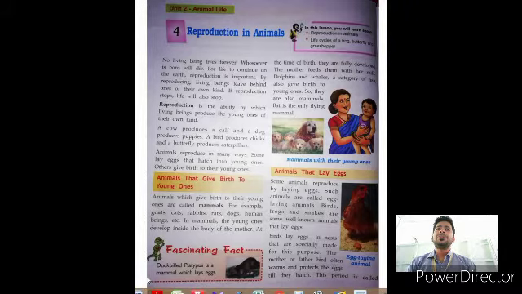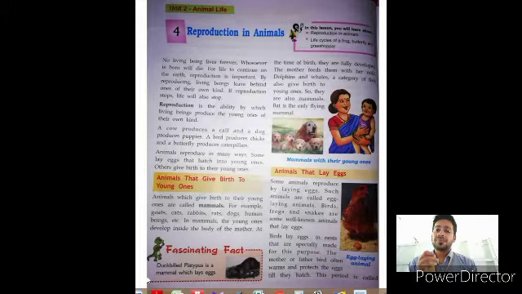Animals reproduce in many ways. Some lay eggs that hatch into young ones, others give birth to their young ones. So what did we get? There are two ways of reproduction. What is the first one? The first one is the process of laying eggs, and the second one is giving birth to young ones.